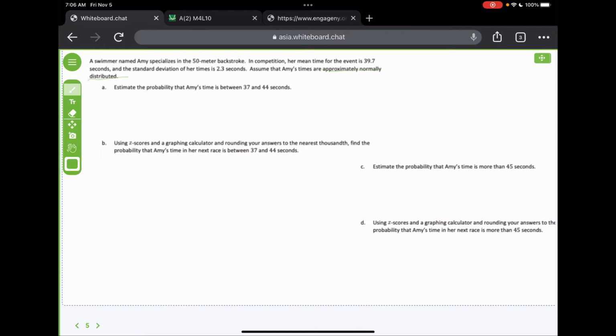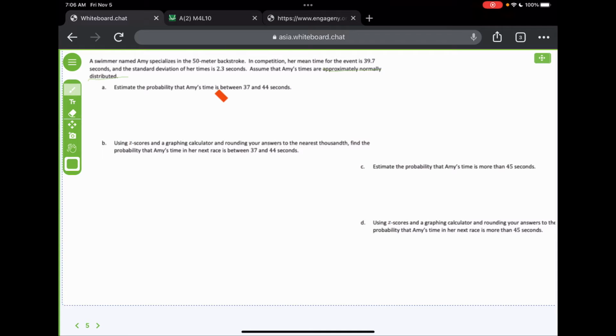So, what is her value here? Estimate the probability that Amy's time is between 37 and 44 seconds. Well, you've already said that the mean is 39.7 and a standard deviation of 2.3 seconds. So that's going to take care of the 37, but it's going to be a little bit outside. Your 44 seconds is going to be a little bit higher than your standard deviation. Okay, so we're going to estimate what's the probability that she falls within this range.